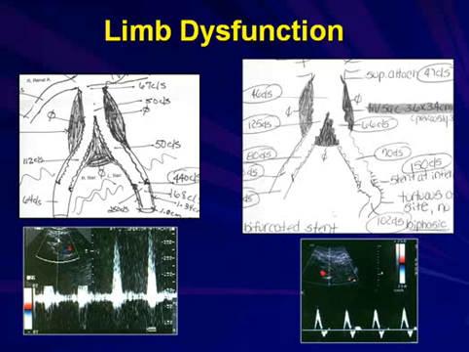So here's an example of limb dysfunction early on. Here is a stenosis. You can see a high velocity. This was early in our experience, was reballooned, and we have a nice normal triphasic flow.